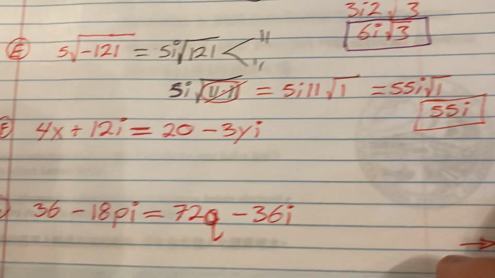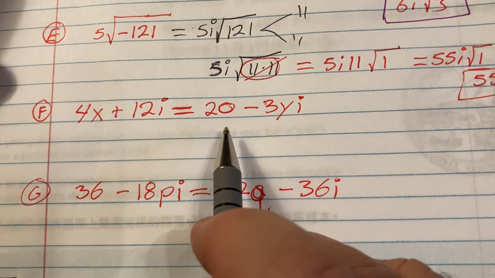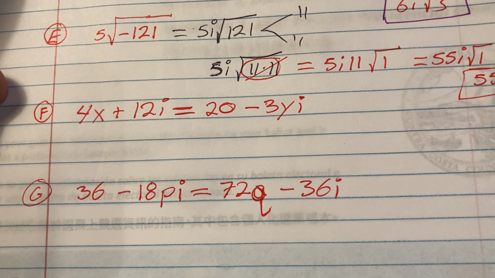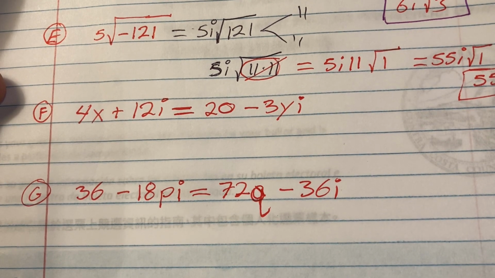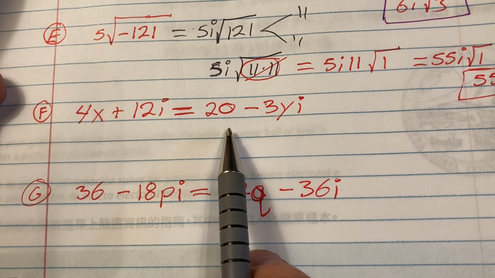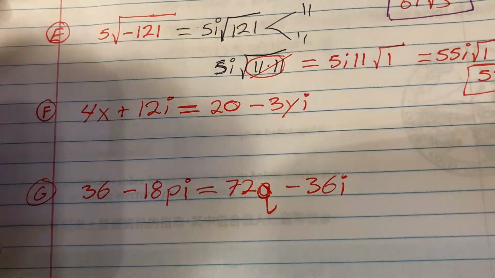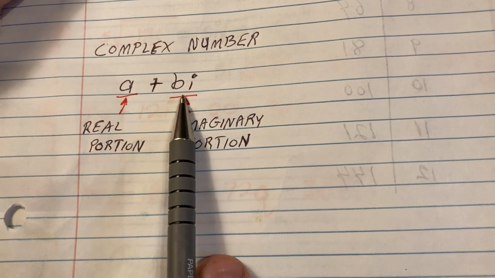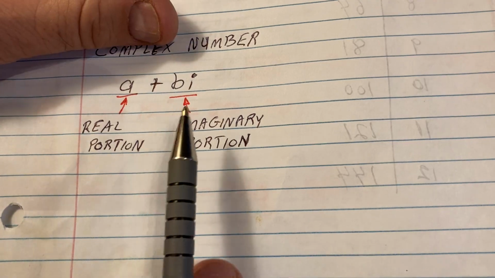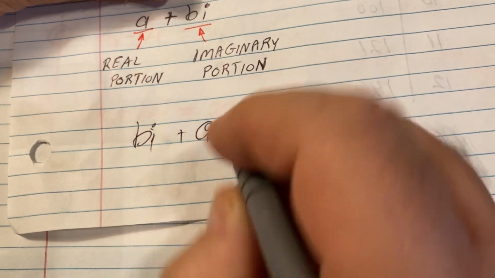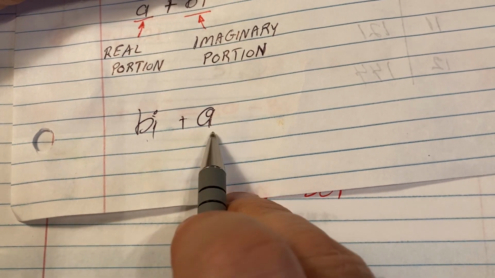Done. Okay. Wait, what do we do here? What are we supposed to do here? Find the values of x and y. Oh, this is a complex number. It's in this form. You have the real portion here, followed by the imaginary portion. It is not written as bi plus a. You do not write the imaginary part first and then follow it with the real part. Nope, not done.